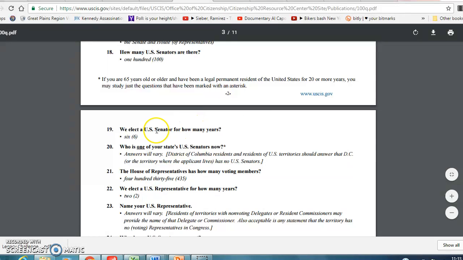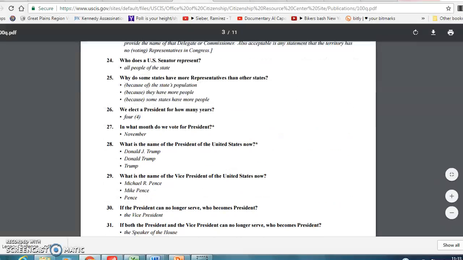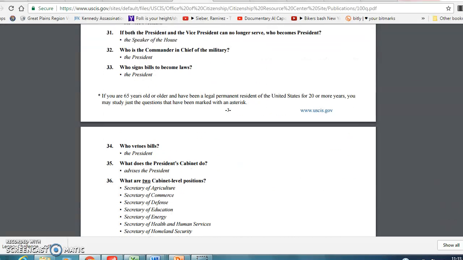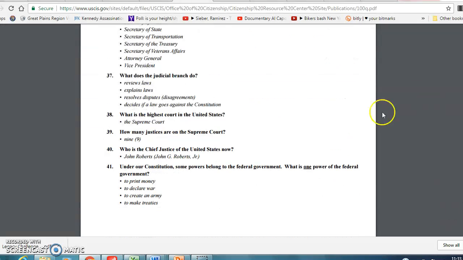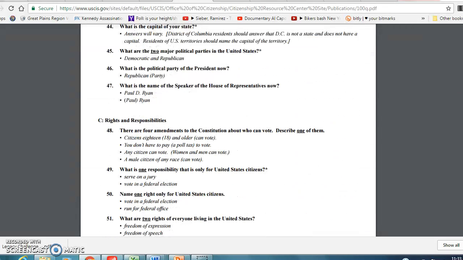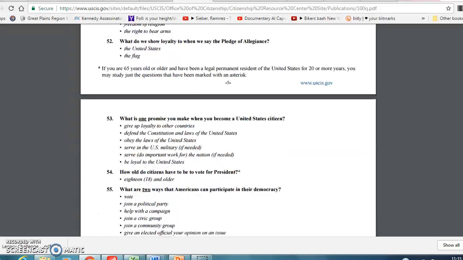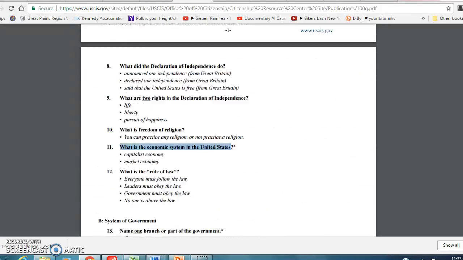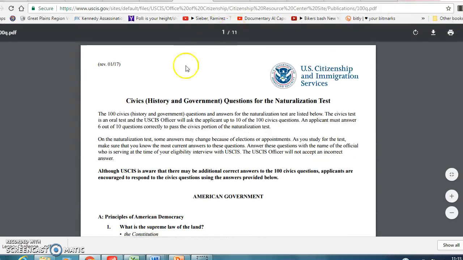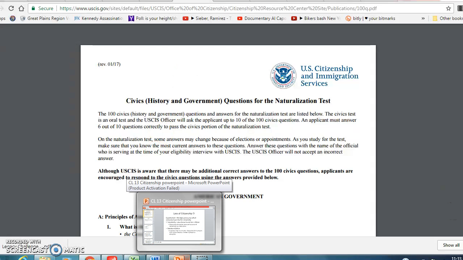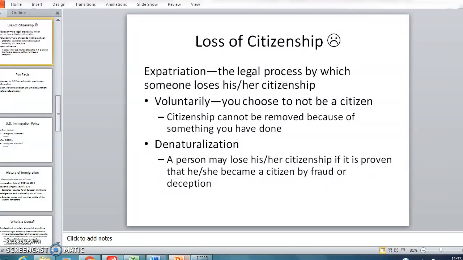How many years does a U.S. senator serve? I mean, a lot of these things are government class type things. Who's the president of the United States? Who's the chief justice of the United States? So hopefully you'd be able to get 6 out of 10 of these right. But that is where you would go to study for the civics part. So you have to pass your English interview, where you follow directions and they'll ask you some questions, and then you have to pass the civics portion as well.